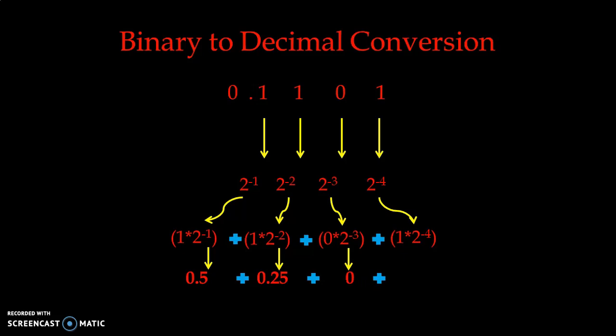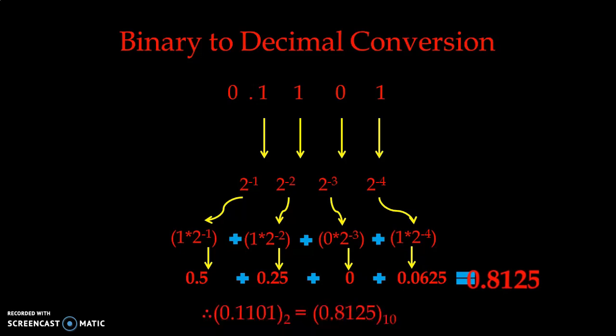And 1 upon 2 raised to minus 4, so that is 1 upon 2 to the 4, 4 to the 8, 8 to the 16. So 1 upon 16 and multiply with 1, so it is 0.0625. And now we have to simply add all these values. So 0.8125. 0.8125, that is equivalent decimal number to the fractional values, that is 0.1101. So this way we can do the conversion from binary to decimal for fractional values.